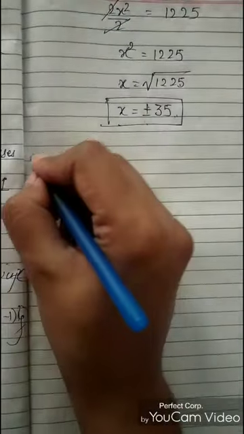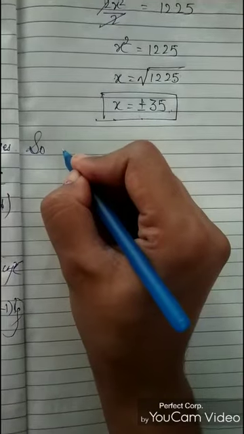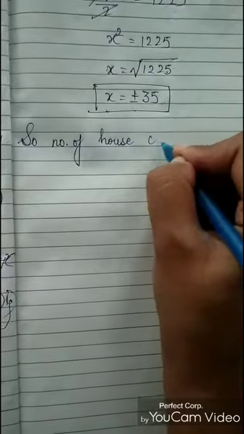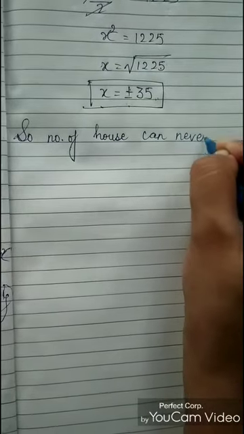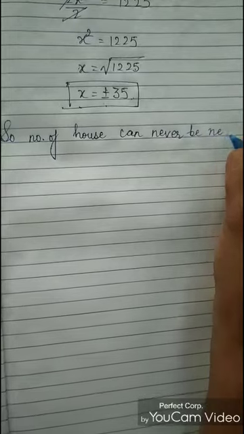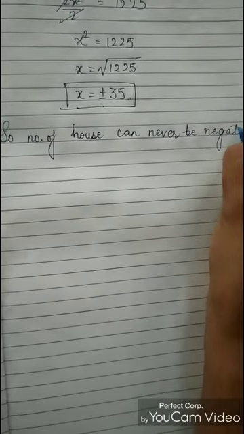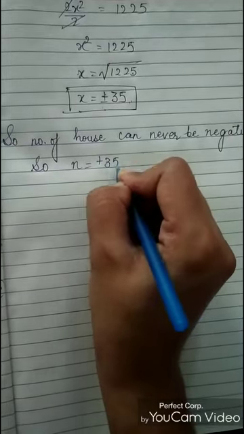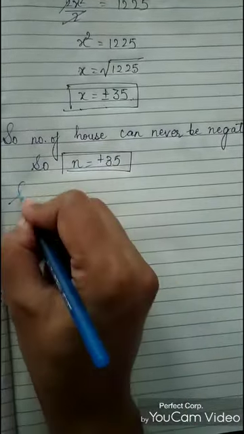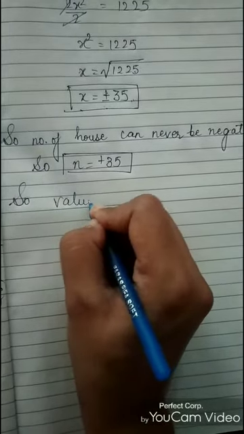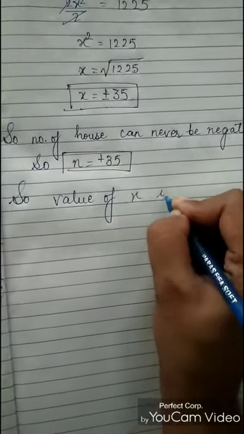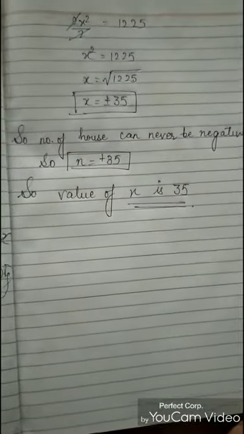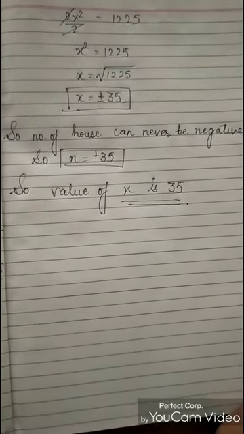So from here we can say that number of houses can never be negative. So we'll consider x is equal to positive 35. So the value of x is 35. In this way we'll find the value of x. So the house will be the 35th house.